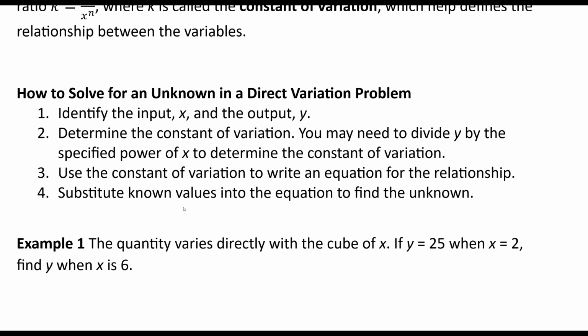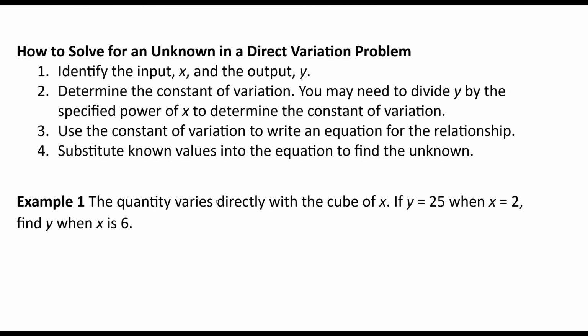So how to solve for an unknown in a direct variation problem? We identify the input x and the output y. To determine the constant of variation, you may need to divide y by the specified power of x. Then use the constant of variation to write an equation for the relationship and substitute the known values into the equation to find the unknown.